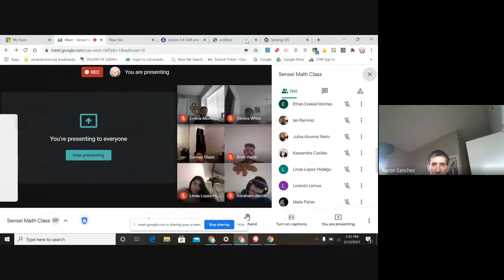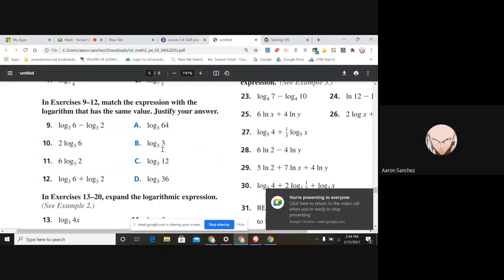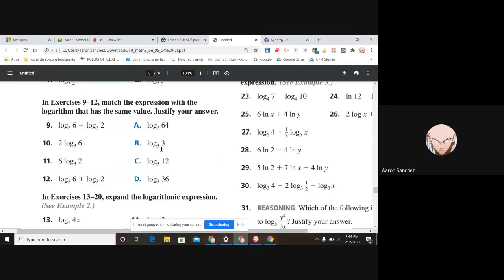It's B, right? Now let's look at 11. 6 log base 3 of 2. What rule am I going to use for that? For 11? The product, the quotient, or the power rule? Number 11. I have it highlighted.